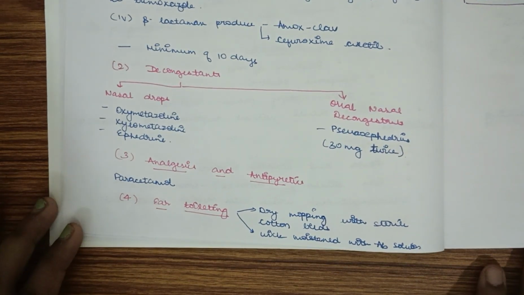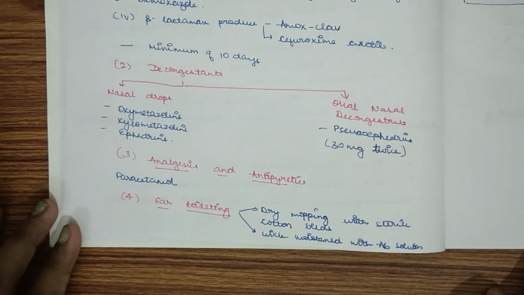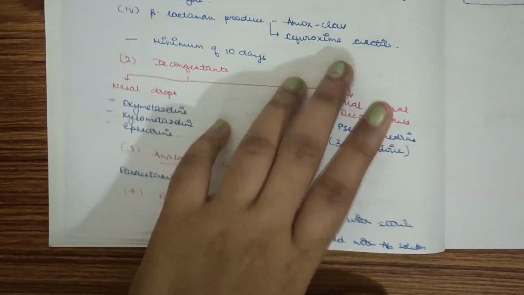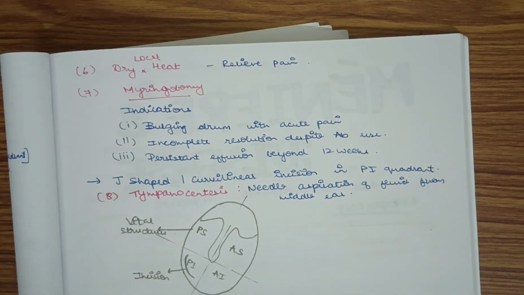Then if there is discharge, ear toileting will be done, which may be with the help of dry mopping with sterile cotton buds, or a wick moistened with antibiotic solutions, which is more useful in this case. Or dry local heat may also be applied, which will relieve pain.